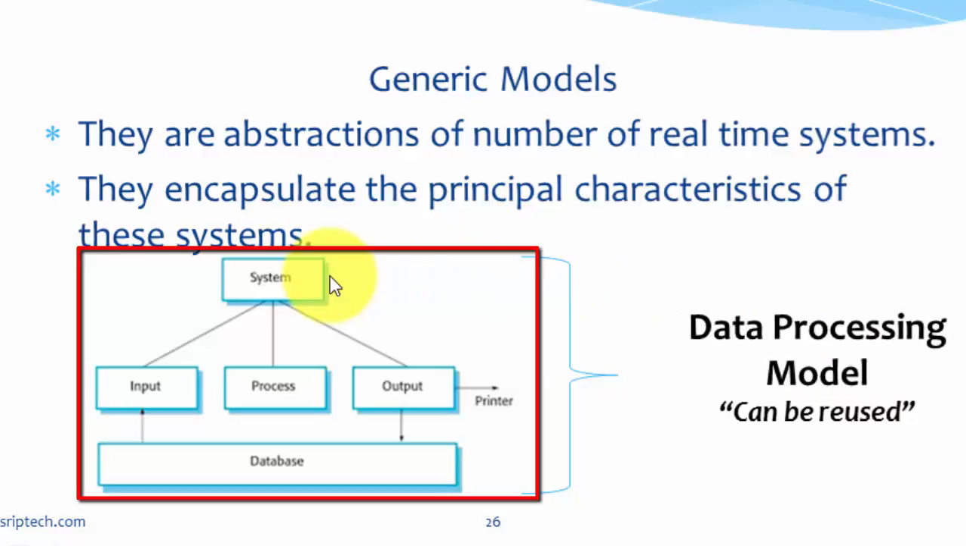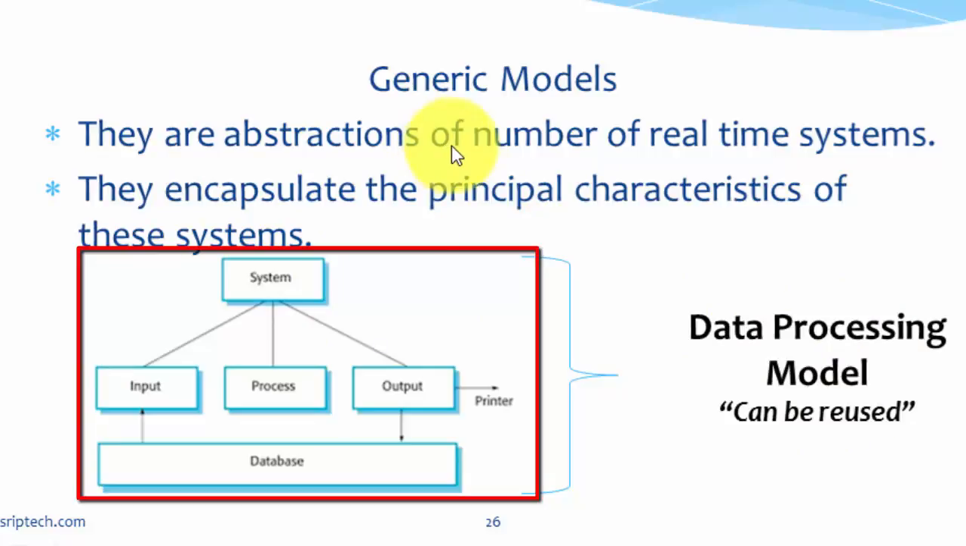Whether you take a banking system or an insurance system or any other kind of system, you need to have a data processing model. You cannot have a banking system without a data processing model, because a banking system would need an input and an output. Even an insurance system would need an input as well as an output. So when you are building a system, you would need certain generic models. These generic models are available and can be reused. For example, the data processing model is defined like this. Either you can use the same model or you can slightly modify it. That is why we have mentioned here that the data processing model can be reused.